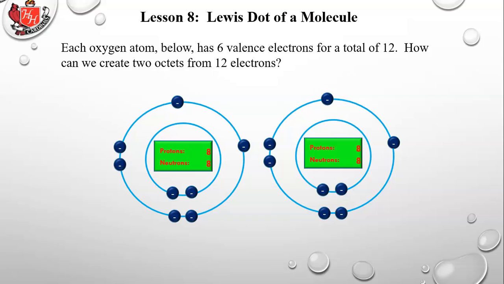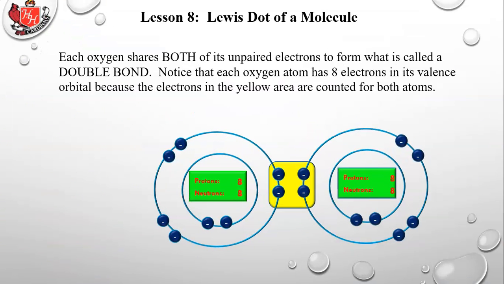Okay, so if you stopped and tried, great. If you didn't, well, let's find out what the answer is. That's how you do it. Each oxygen shares both of its unpaired electrons to form what is called a double bond. Notice that each oxygen atom has 8 electrons in its valence orbital because the electrons in the yellow area are counted for both atoms. Anytime, whether it's a single bond, double bond, or there's even something called a triple bond, anytime they share electrons, you count those electrons towards the octet of each of the atoms involved.